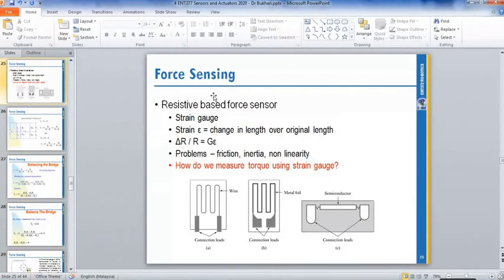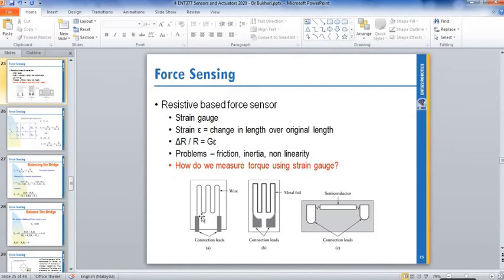Okay, force sensing, resistive-based force sensor. One example of a force sensor is the strain gauge. So how does the strain gauge work? By the changing of the length, for example, change in length over the original length. Because your strain gauge is very flexible, you can bend it.